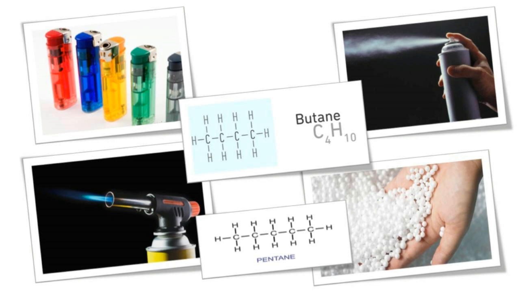Pentanes are liquids with a low boiling point. They are used as fuels and solvents in the laboratory. They are also used to produce polystyrene.